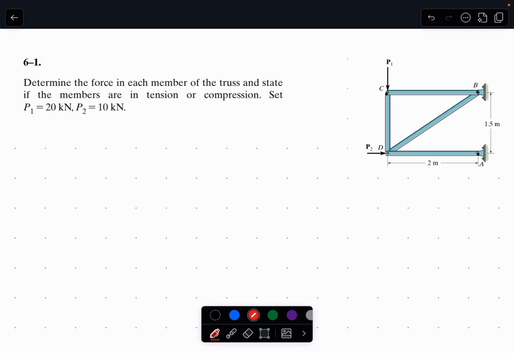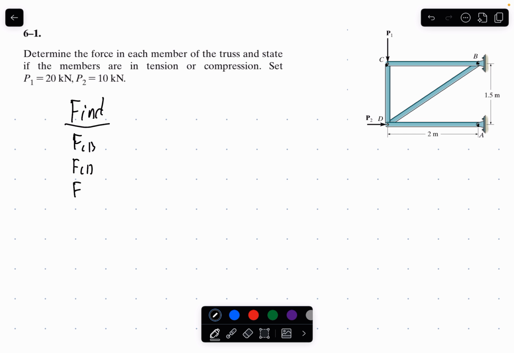Okay? So we can start with our find variables real quick, and we'll start dissecting this truss and finding the forces in each member. Okay? We'll be finding the force in CB, force in CD, force in DB, and the force in DA.